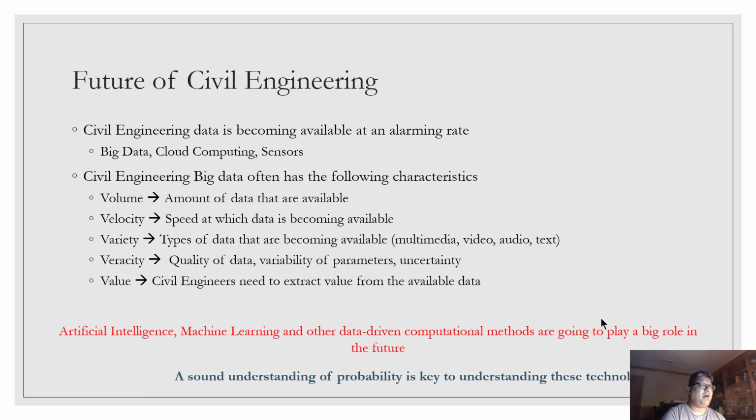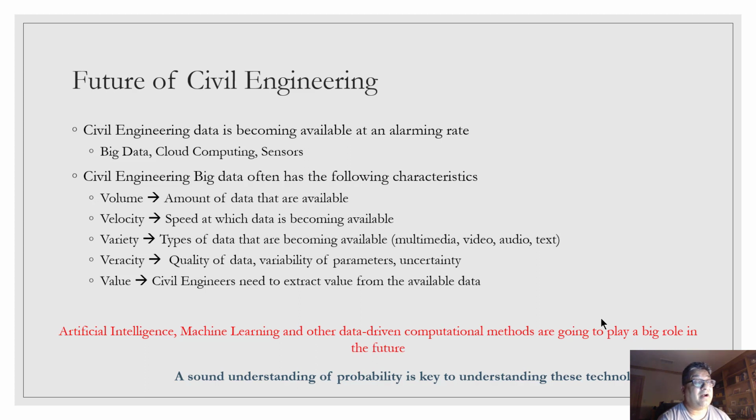You may also have heard of a lot of new technologies like artificial intelligence, machine learning, and other data-driven computational methods that are already playing a role, and these types of models are going to play a much bigger role in our engineering design and analysis in the future. Again, if you want to understand machine learning, artificial intelligence, or other data-driven models, you need to have a sound understanding of probability, because a lot of these techniques build on probabilistic concepts or methods of probability.